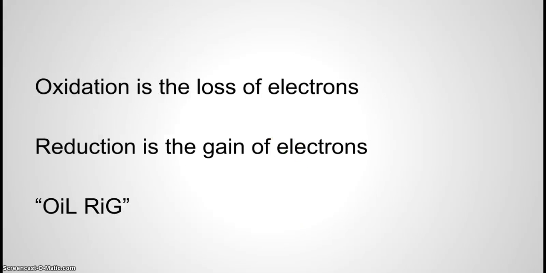Okay, now let's define these things. Oxidation is defined as the loss of electrons. Reduction is defined as the gain of electrons, and they both have to happen. One thing loses electrons, the other thing gains electrons. You can't have one thing without the other, so they happen at the same time. And to help you remember which is which, we're going to use the little mnemonic OIL RIG. Oxidation is losing electrons. Reduction is gaining electrons.